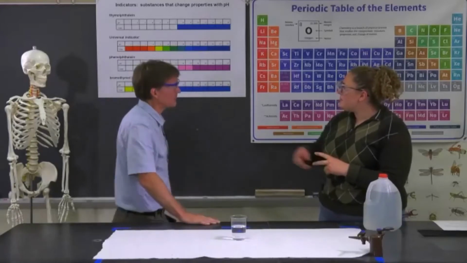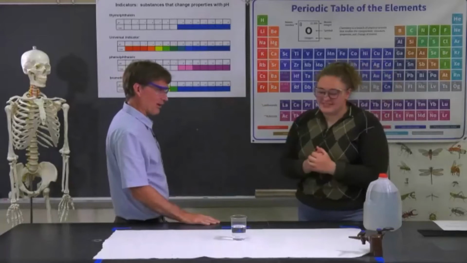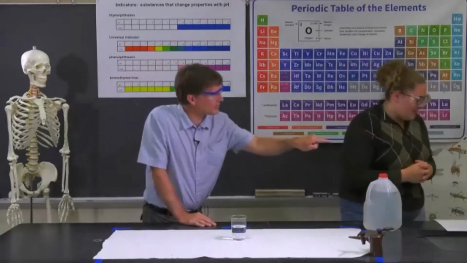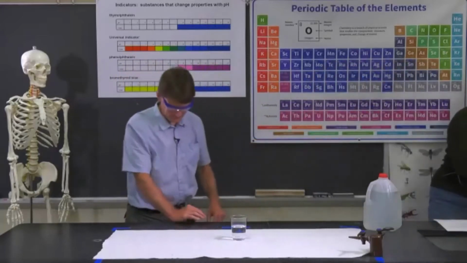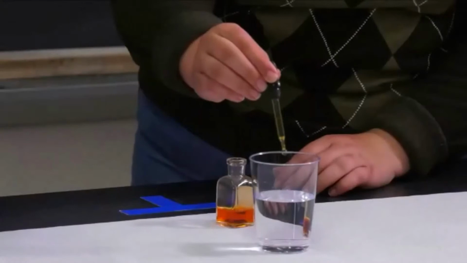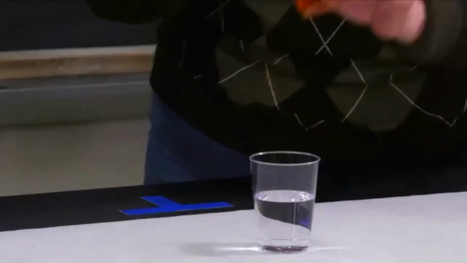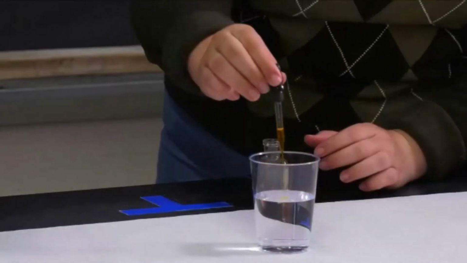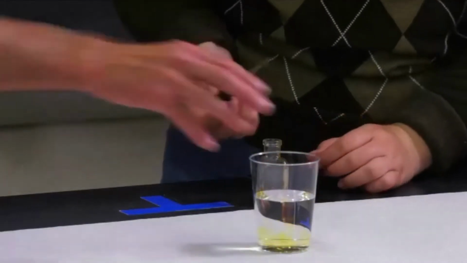Which one do you think we want to use? We're going to use bromothymol blue. So take that orange one. Yep, that's the one. Let's add a few drops to this. Oh, we're going to need a little more there. Here, let's try this dropper. You got some. Good. Squirt it in there. What color do you see?